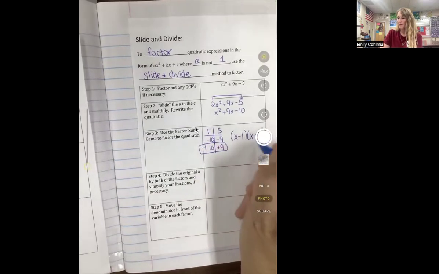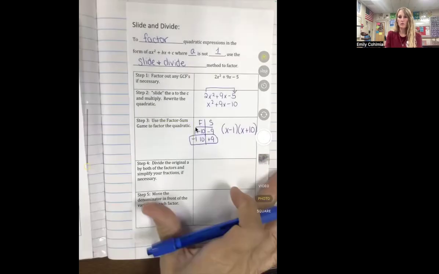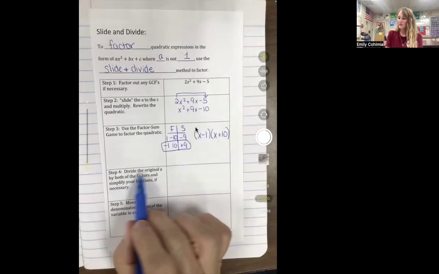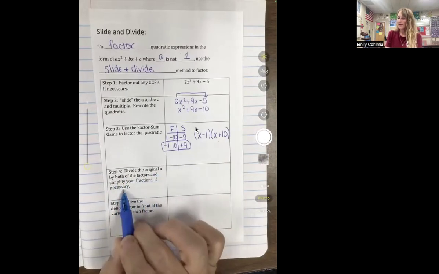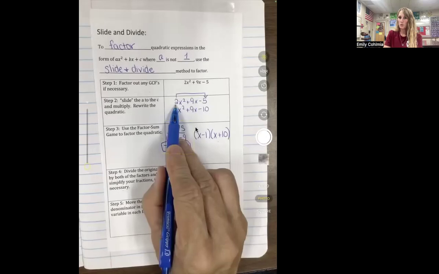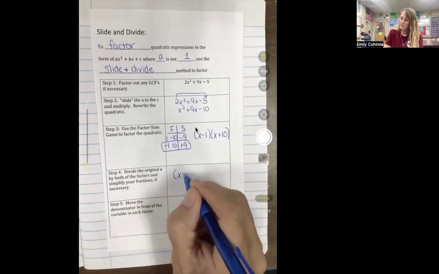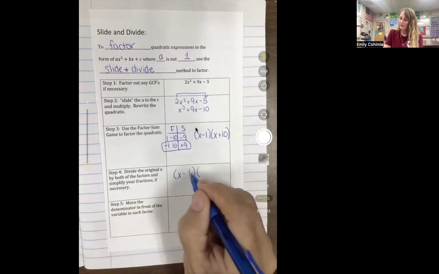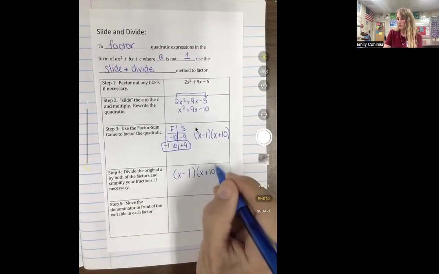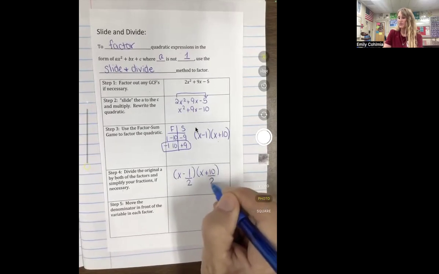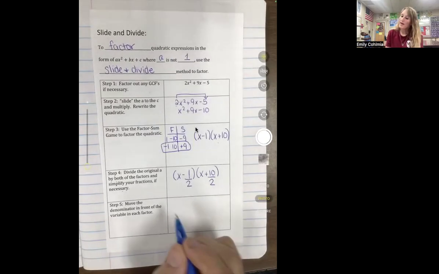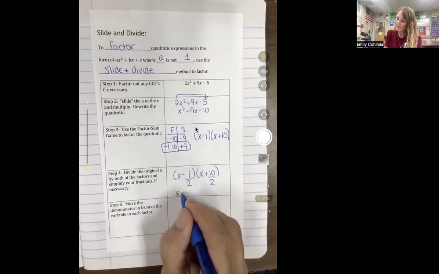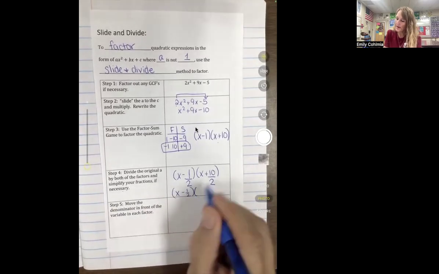Now I have kids that just stop here, but this is slide and divide. So we've got more to it that we need to take care of. Step 4 says divide the original a by both factors and simplify your fractions if necessary. So our original a was a 2. So we need to divide x minus 1 and x plus 10. We're going to divide the factors by the a that we started with. So we slid the a, now we have to divide the a, hence why it's called slide and divide. And then it says simplify your fractions if necessary. So we have x minus 1/2, that one didn't simplify, and 10 over 2 is 5, so x plus 5.